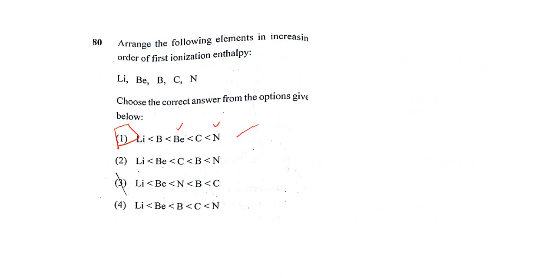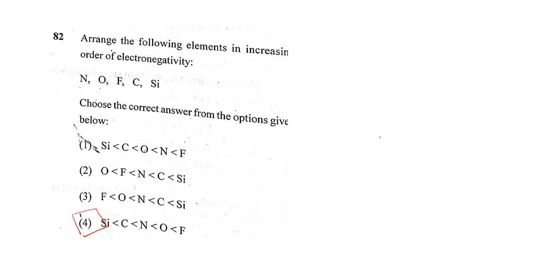Next question, arrange the following elements in the increasing order of electronegativity. Electronegativity for fluorine is highest, we know. We have the first one and the last one, then there will be the oxygen and nitrogen electronegativity case, and the fourth one is the right option for this.